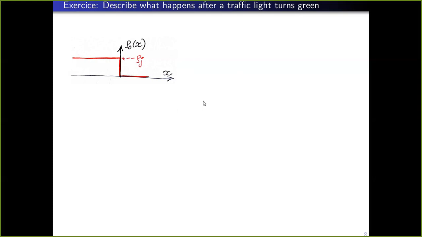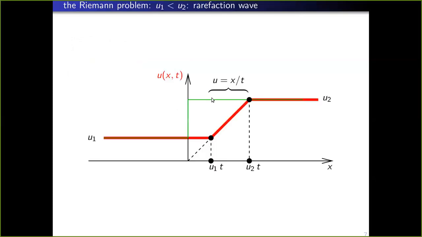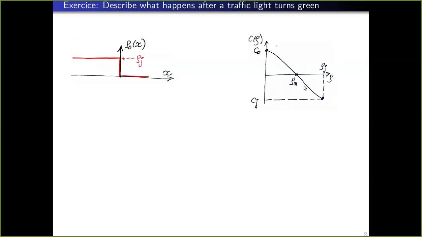Now remember, for the traffic flow problem, the shape of C of rho. It's like that, C of rho, as a function of rho. This was done in the previous lecture. It starts at a given value I denote C naught, then is always decreasing, cancels at rho equals rho m, and at the jam density, it has a value I denote by Cj, which is negative. Okay.